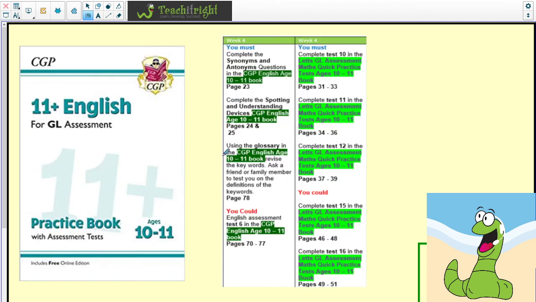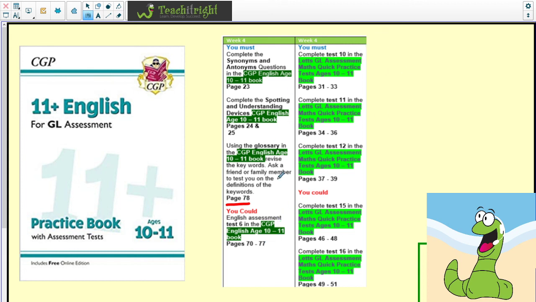Just a last little slide here, just to remind you what you need to do for your homework. So I'd ask you please to complete the You Must task for the English. So you need to do the synonyms and antonyms, that's super important. Spotting and understanding devices, 24 and 25. And then there's a lovely little glossary that we would like you to revise the keywords for on page 78. So quite a bit to cover off.